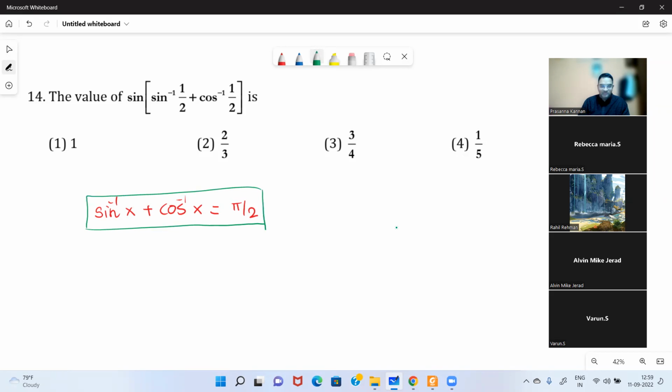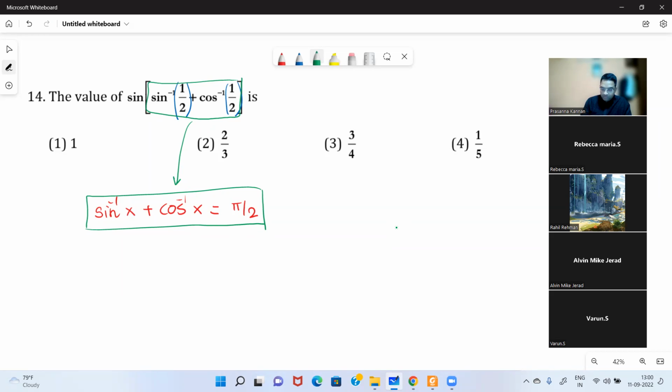This result also we have listed in the previous class, right? So in place of x, what do you have here? 1 by 2, correct? Otherwise it's the same. So what is sine inverse of half plus cos inverse of half going to be? Sine inverse of any function plus cos inverse of the same function will be pi by 2. Clear? Pi by 2. Yes.